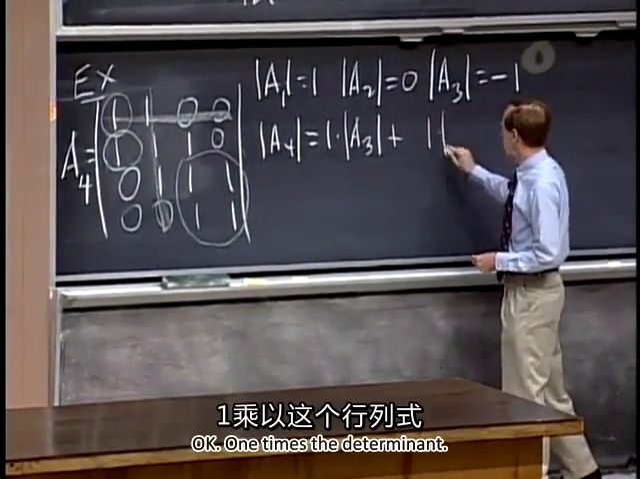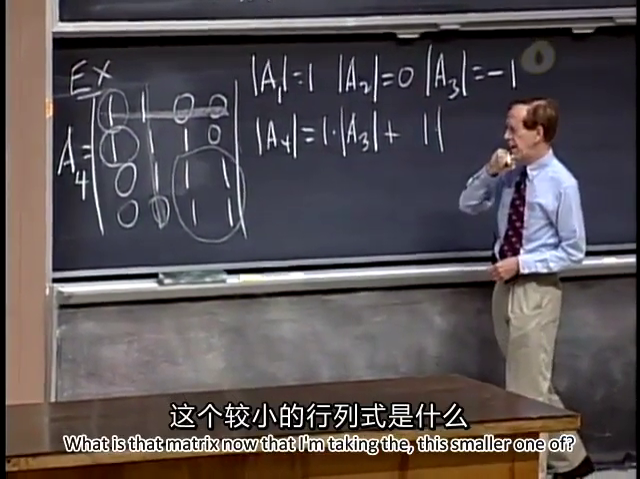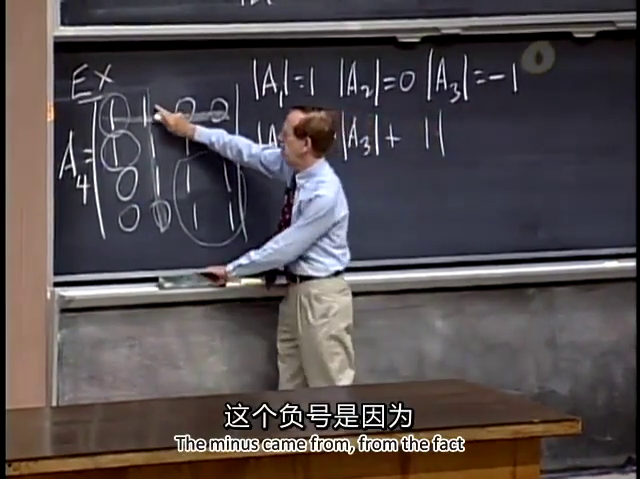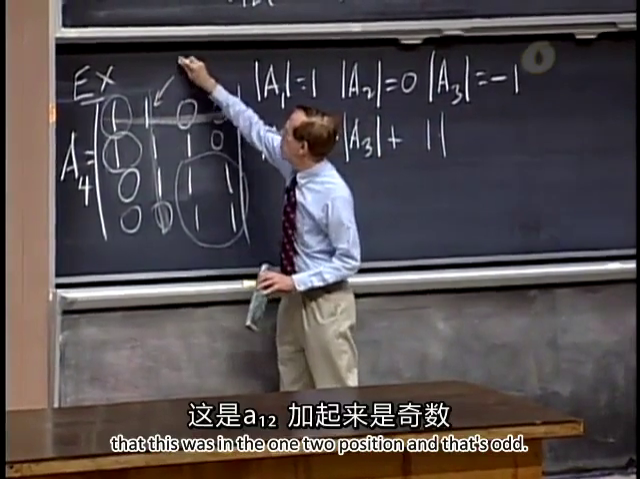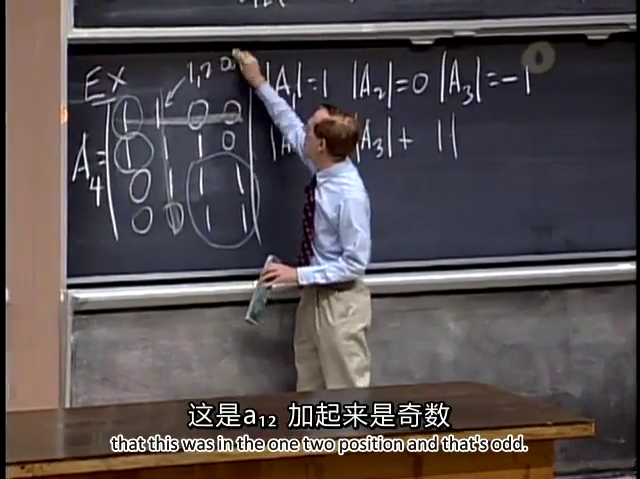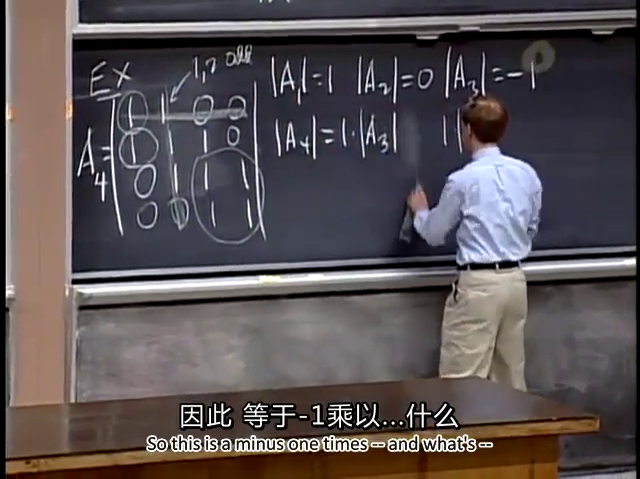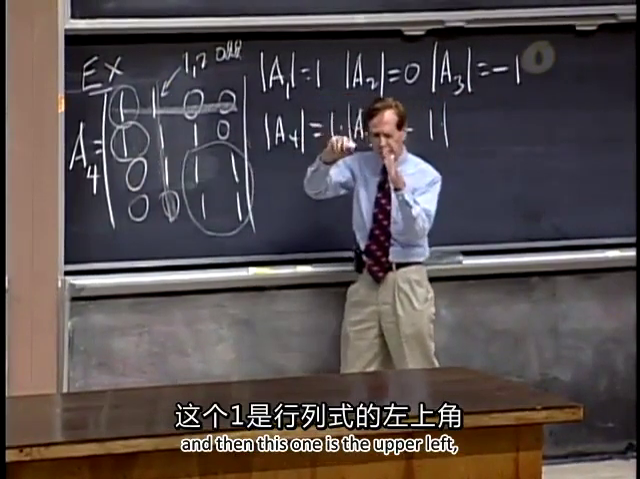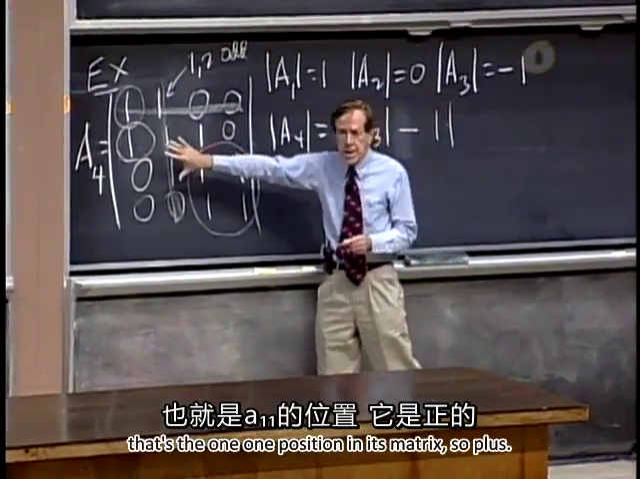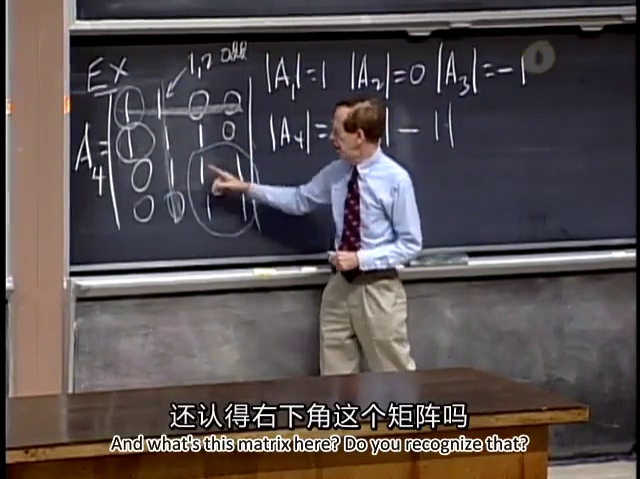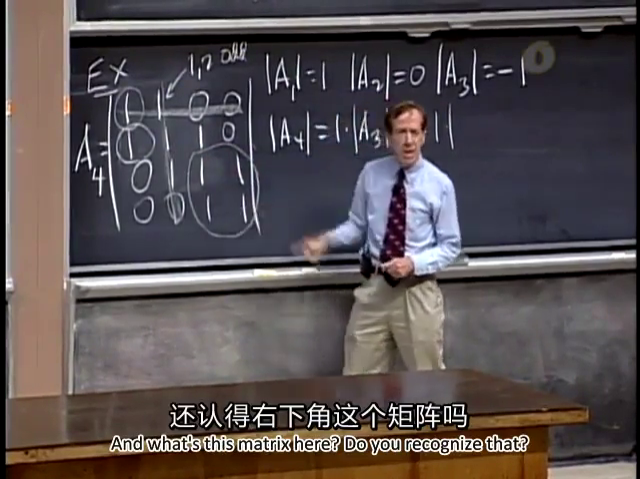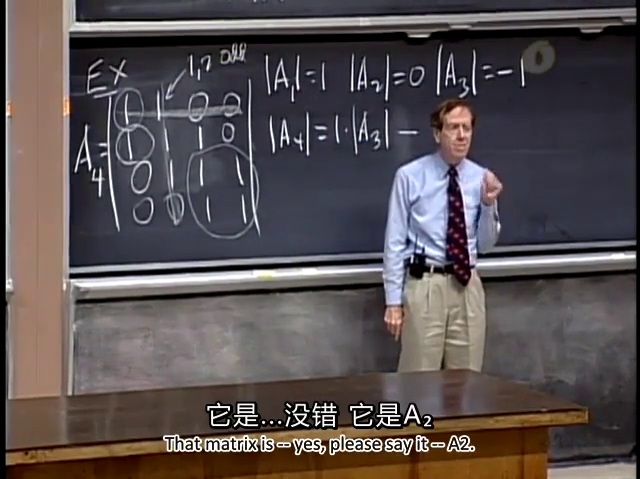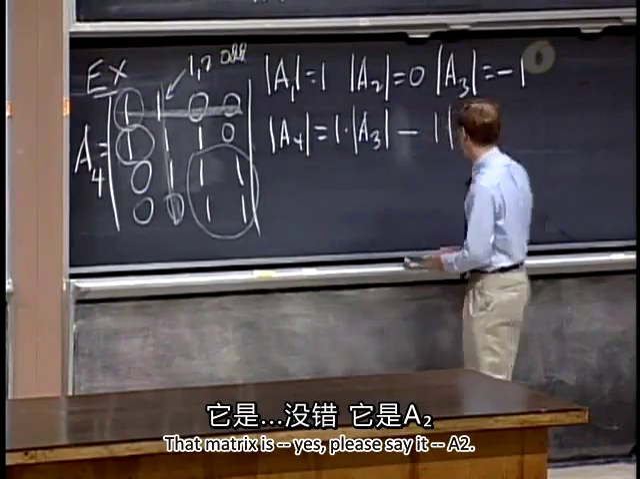OK, 1 times the determinant. What is that matrix now that I'm taking this smaller one of? Oh, but there's a minus, right? The minus came from the fact that this was in the 1, 2 position, and that's odd. So this is a minus 1 times, and then this one is the upper left, the 1, 1 position in its matrix, so plus. And what's this matrix here? Do you recognize that? That matrix is, yes, please say it, A2.